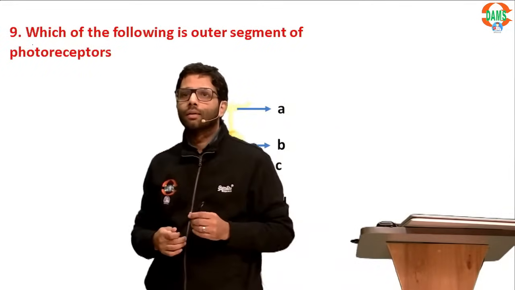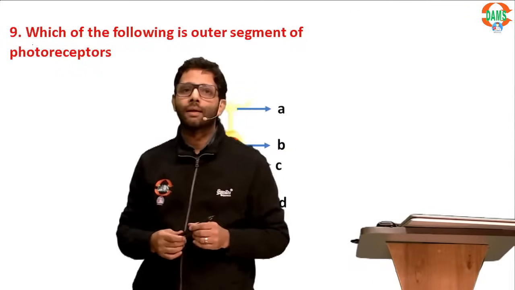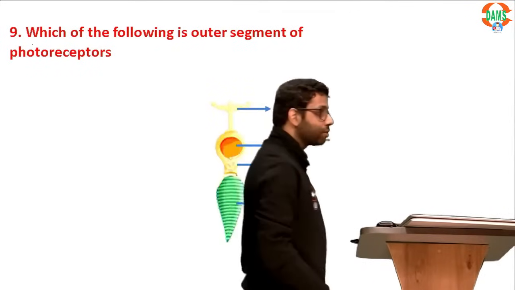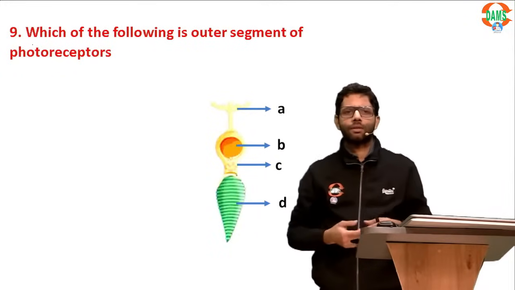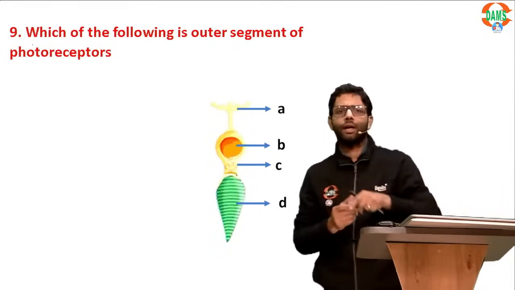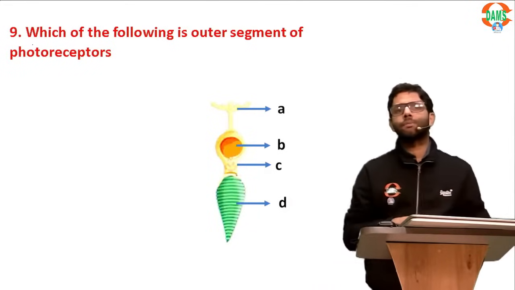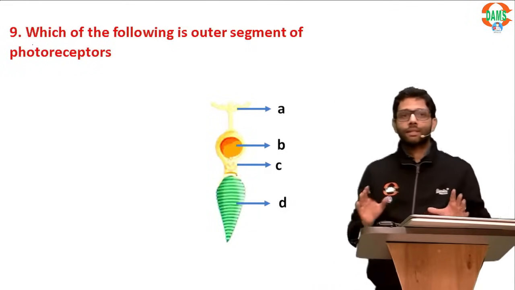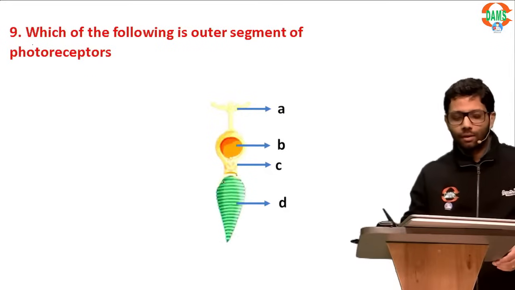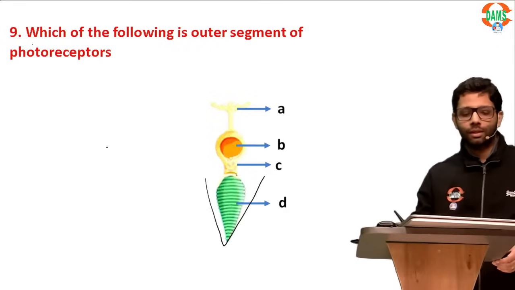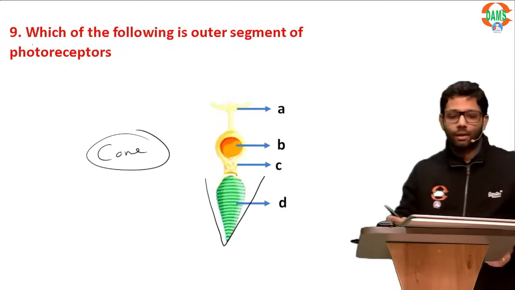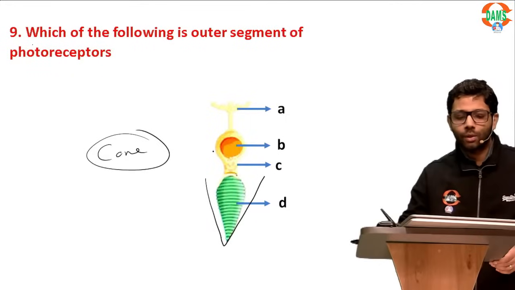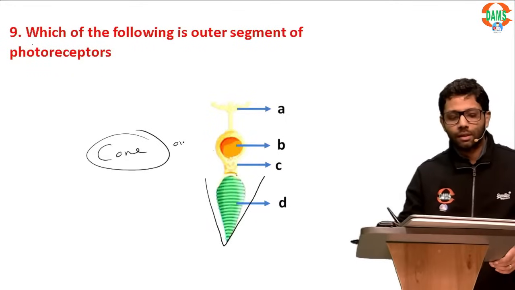This image was asked in INI-CET. Not exactly this; in INI-CET the entire retina animation picture was asked. I have given just a part of it, and I gave a similar question in the INI-CET Predictor, not exactly. This is a photoreceptor cell. What is this shape? It means a cone. So this is the cone photoreceptor, where B is the nucleus, and the nuclei of the photoreceptors are in the outer nuclear layer.